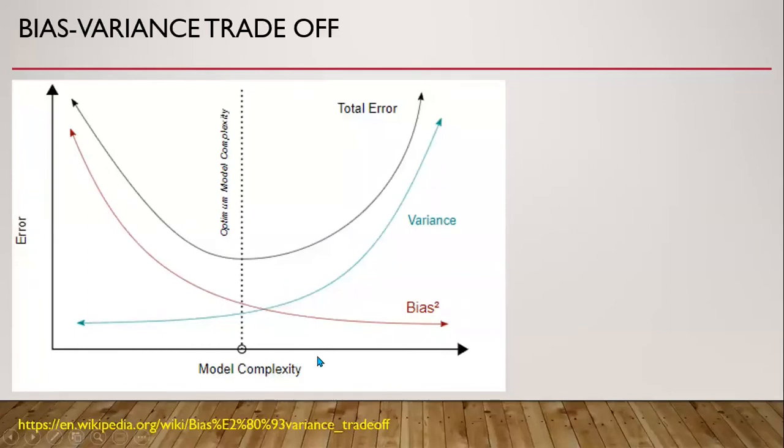This is a figure I have taken from a source on the internet. Along the x-axis is model complexity. The less complex models have high bias and low variance because they are almost like a straight line. And models which are very complex have high variance but low bias. And for the total error, we settle at a trade-off between the two where both are low. So this is the optimal model complexity.